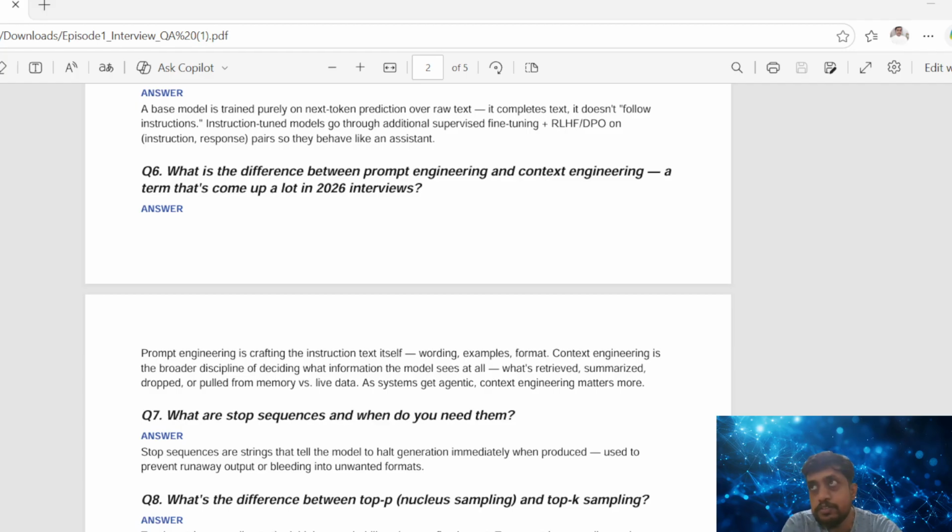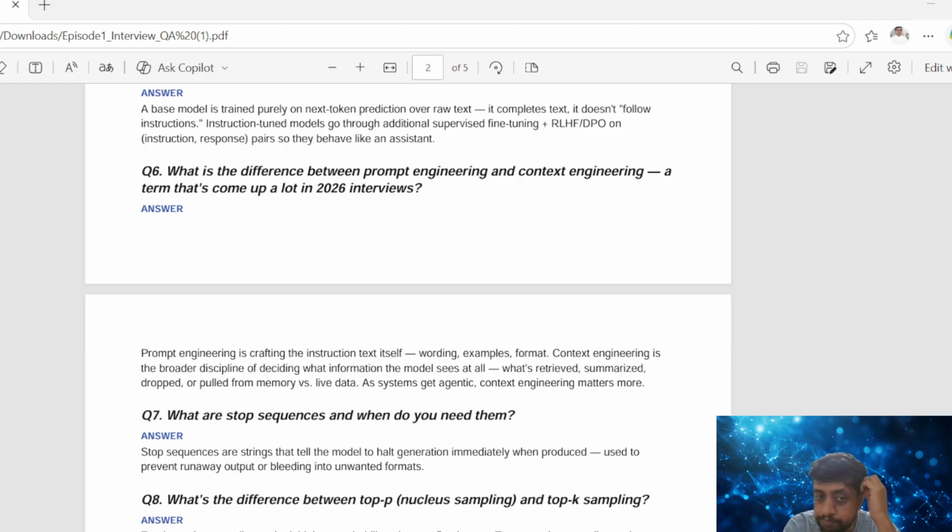For example, in agentic AI systems, context engineering matters a lot. Context means you are already providing some context to that particular LLM, so that, combined with that context, it gives you the predictable answer. Prompt engineering is very generic, guys. When you give the instruction itself, words, examples, format, that is prompt engineering. But when you want to build agentic AI systems, context engineering matters the most.